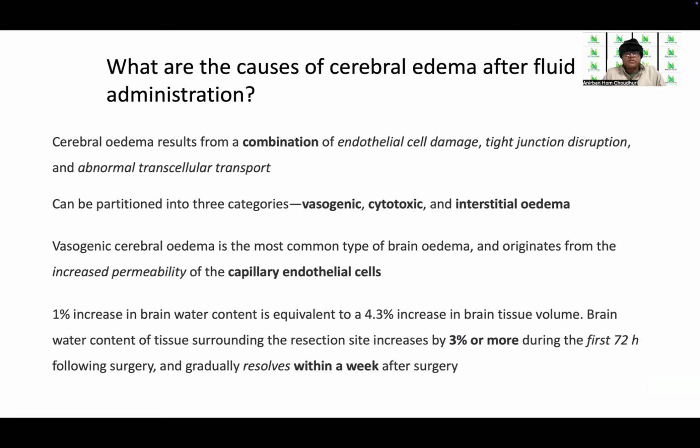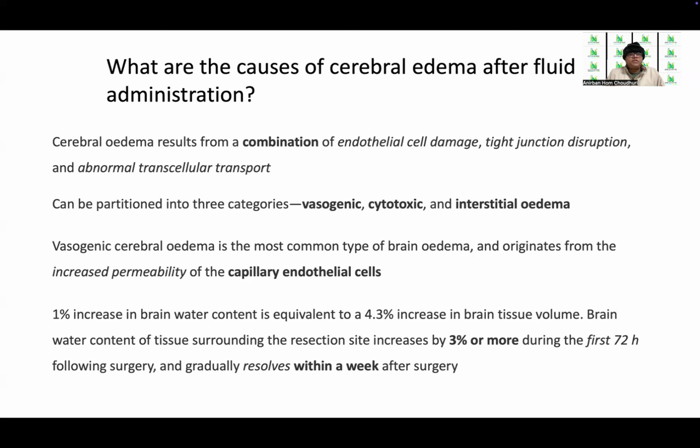We also have to know what causes the cerebral edema after fluid administration. Now, cerebral edema results from a combination of endothelial cell damage, tight junction disruption, and abnormal transcellular transport. They can be partitioned into three categories: the vasogenic edema, the cytotoxic edema, and the interstitial edema. Of this, vasogenic cerebral edema is the most common type of brain edema, and it originates because of the increased permeability of the capillary endothelial cells and accumulation. So 1% increase in brain water content is equivalent to 4.3% increase in the brain tissue volume.